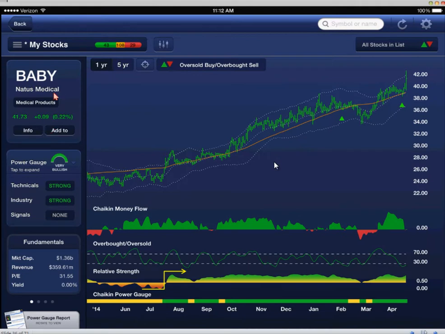A much smaller company, Natus Medical. They make a fetal monitor. They do have almost $400 million in revenue. It's a small cap stock, but look at the pattern.